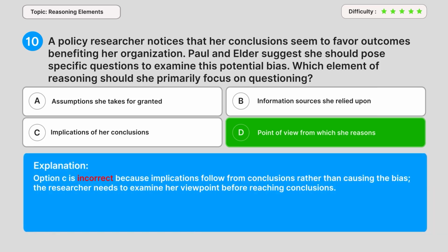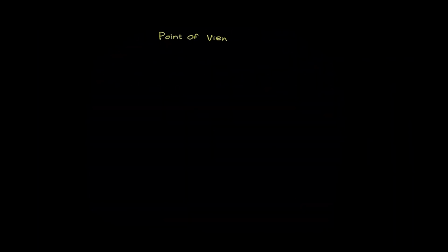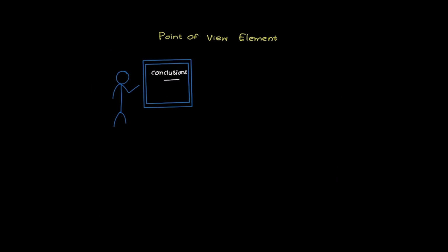Option C is incorrect because implications follow from conclusions rather than causing the bias. The researcher needs to examine her viewpoint before reaching conclusions. A policy researcher notices her conclusions seem to favour her organisation's interests. Paul and Elder would say she needs to question her point of view, the vantage point from which she reasons. They suggest asking whether you're so rooted in your viewpoint that you can't see alternatives. That directly addresses organisational bias.